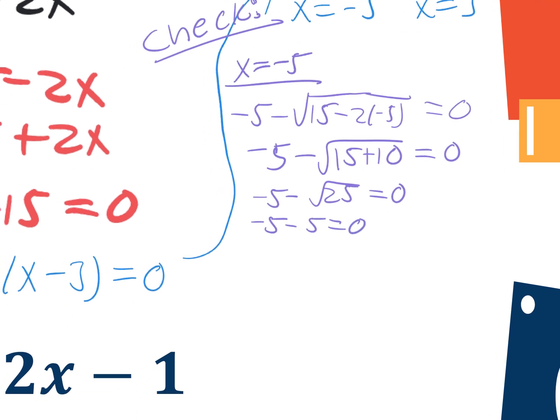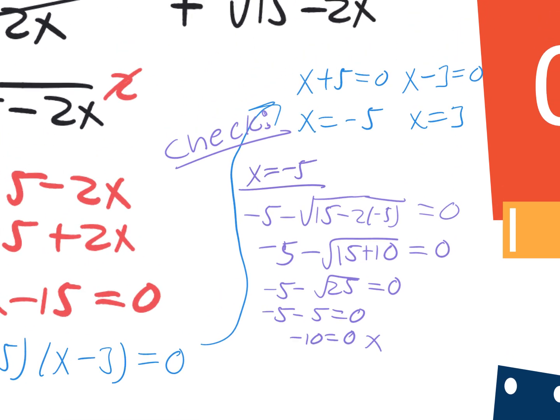Now, is this true? It's not, because when you combine the negative 5 and the negative 5, you get negative 10 equals 0. This is not a true statement. So one of our answers is not going to be x equals negative 5.